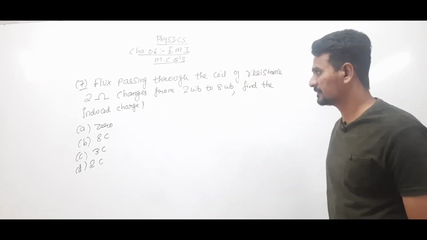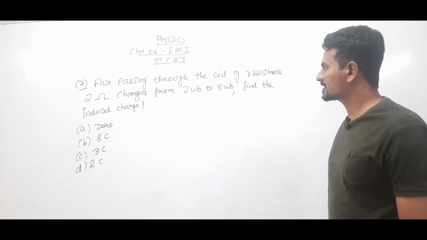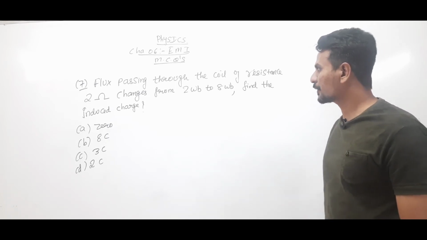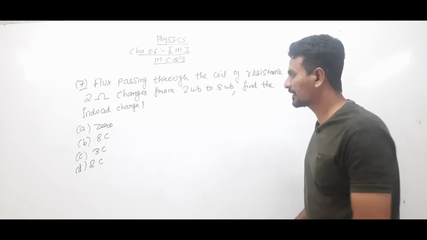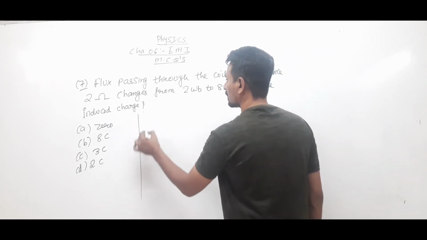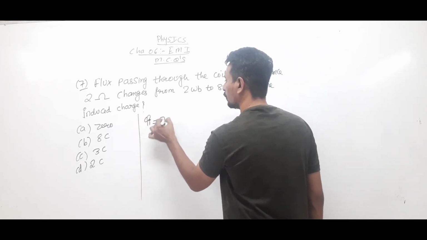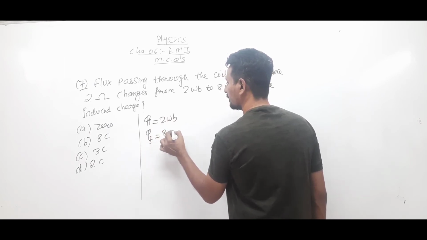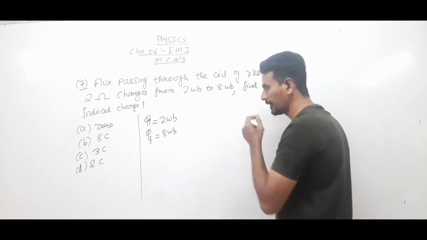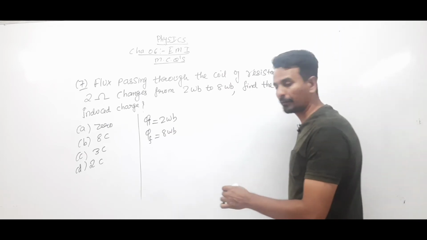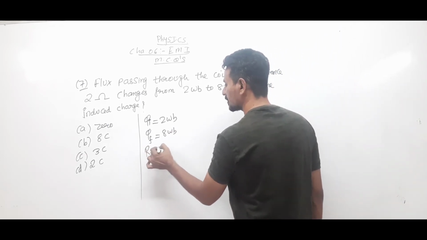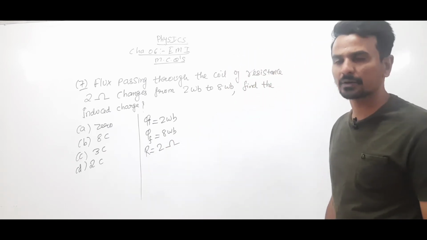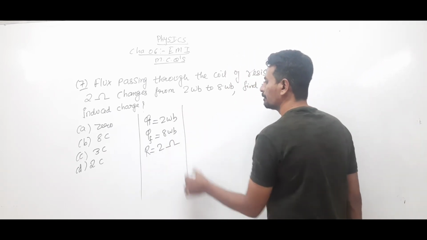Okay, so seventh one, flux passing through the coil of resistance 2 ohm changes from 2 Weber to 8 Weber. That means initially the flux is 2 Weber and it then changes to 8 Weber. So final flux is 8 Weber, initial is 2 Weber. And resistance of the coil is given to us, it is 2 ohm. Find the induced charge. Okay, so this is formula based MCQ.